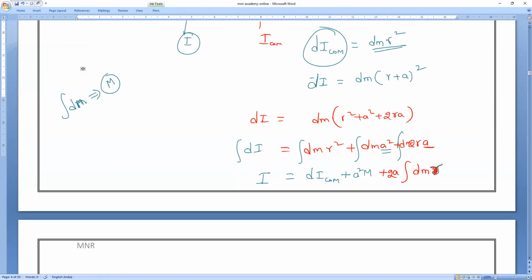Sir, we know the formula. What is the formula, everybody? I equals I_COM plus MA squared. Okay, till here is okay. But what about this term? Let me see what it will become. That is very important.